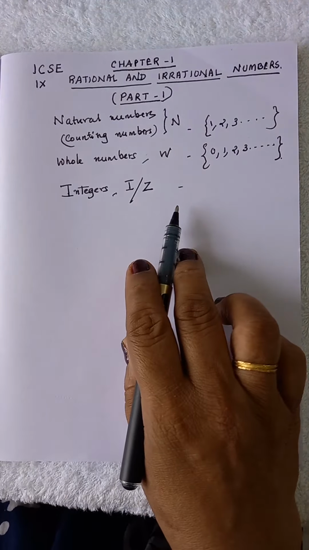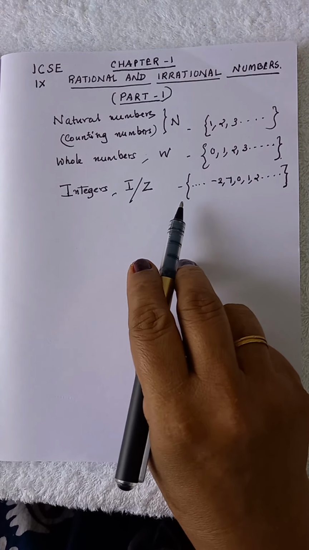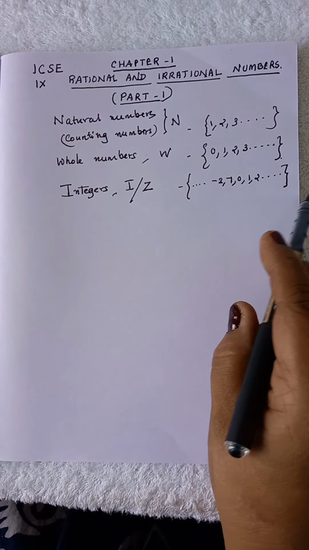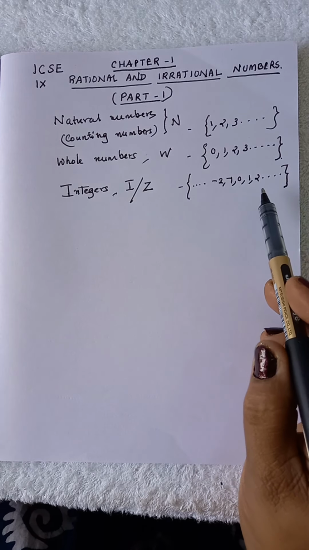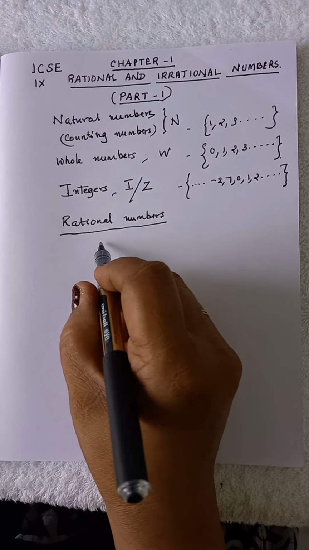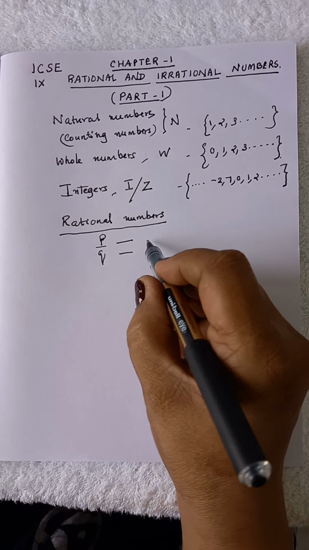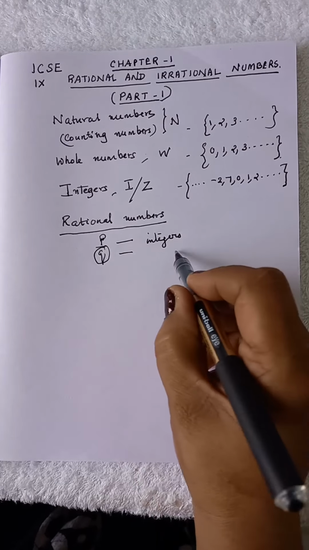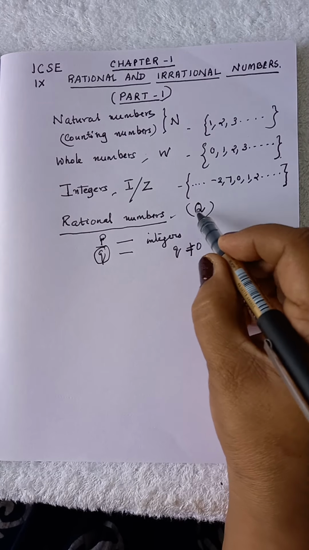Now, what are integers? Integers are denoted as capital I or Z. That is the set of numbers ..., minus 2, minus 1, 0, 1, 2, 3, etc. The negative natural numbers, 0 and natural numbers. What are rational numbers? A rational number is a number in the form p by q, where p and q are integers and the denominator q is not equal to 0. Rational numbers are usually denoted as Q.